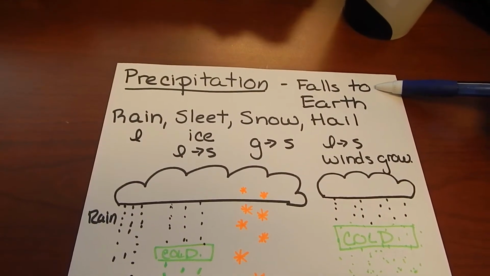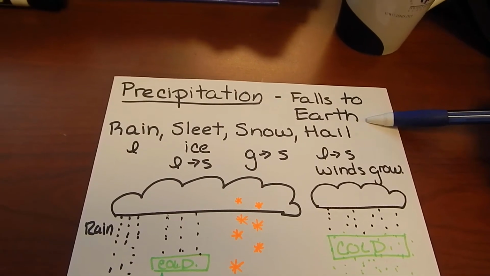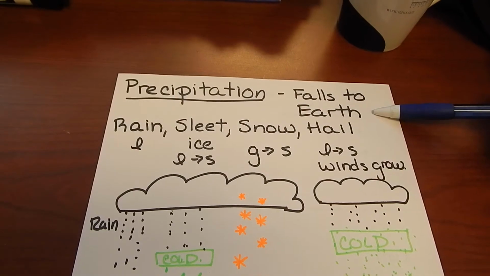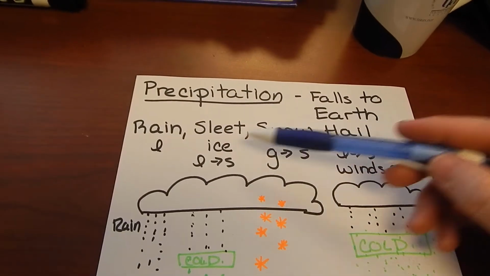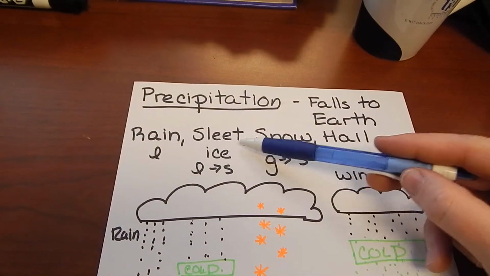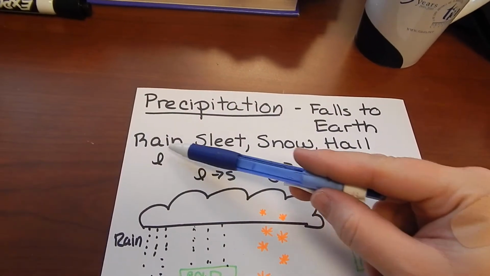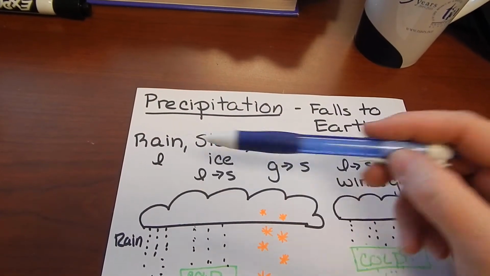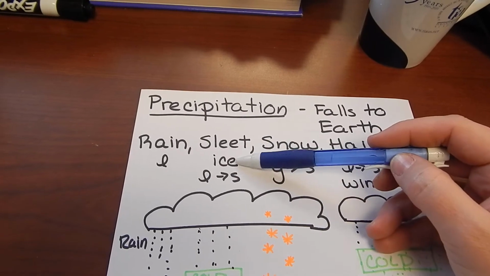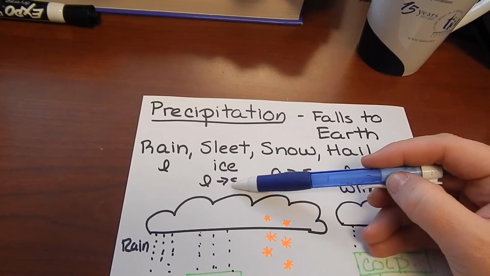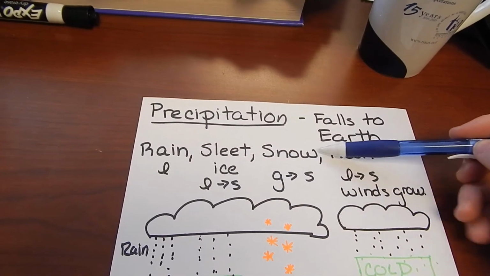Precipitation is any of these types of water forms that are going to fall from the clouds down to earth. And the ones we're talking about are rain, sleet, snow, and hail. Rain is in the liquid form, that's why I have an L here. Sleet is an ice form, so the liquid turns into a solid before it falls down.